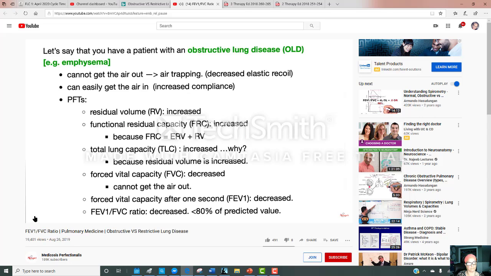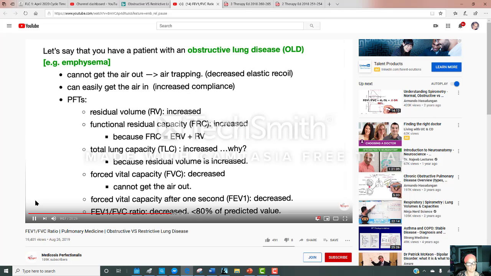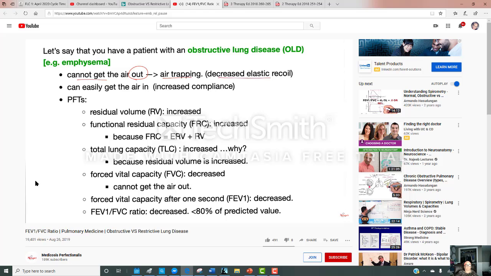Let's dig deeper into obstructive lung disease such as emphysema, which is a COPD, chronic obstructive pulmonary disease. The patient cannot get the air out, leading to air trapping. That's why the patient has a barrel chest. This has decreased elastic recoil because you have destroyed all of the elastin fibers, but you will have increased compliance.